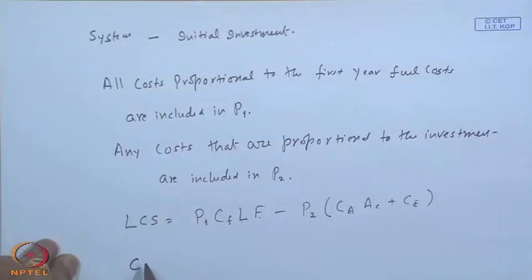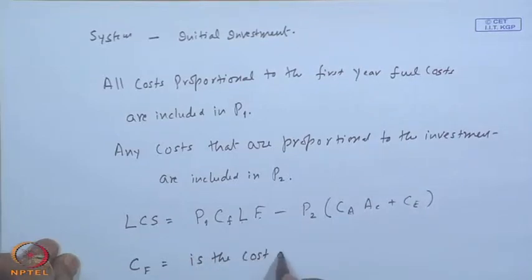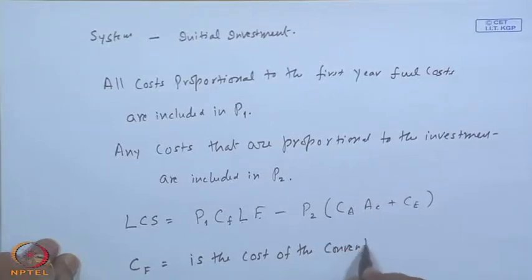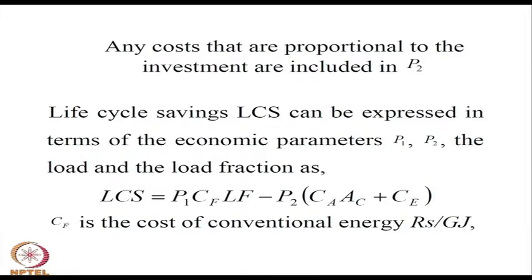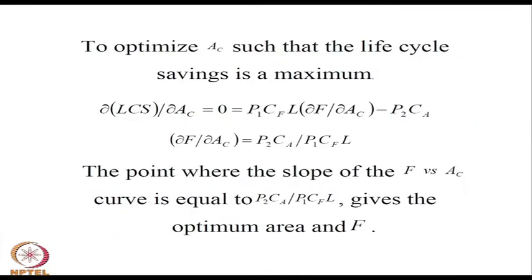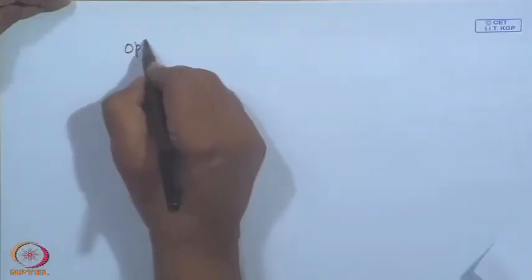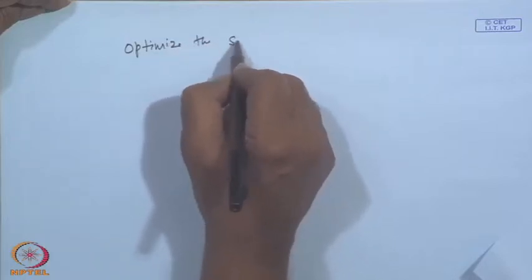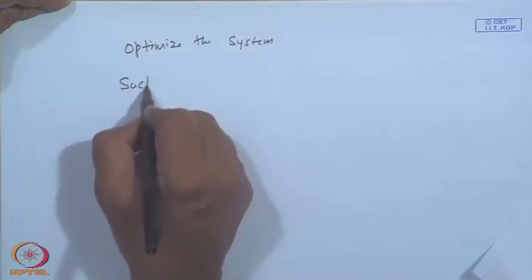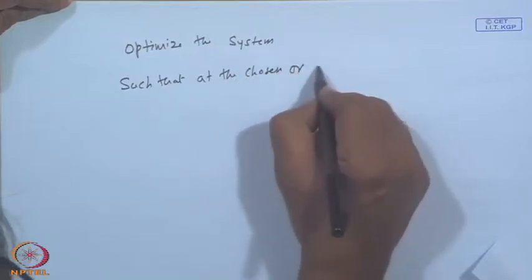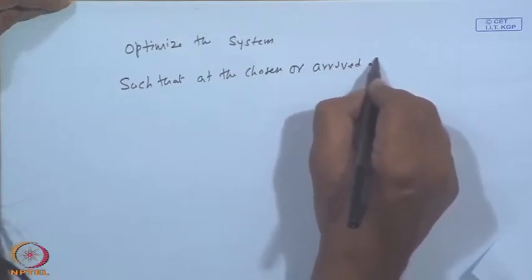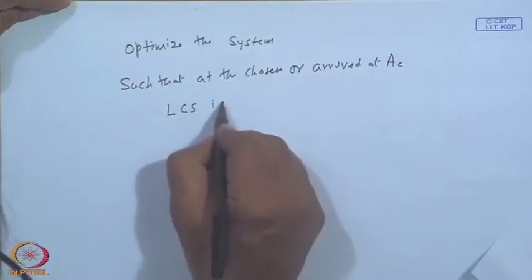And CF is the cost of the conventional energy, which could be Rs per gigajoule. So, how do we optimize AC or system such that at the chosen or arrived at AC, LCS is a maximum.